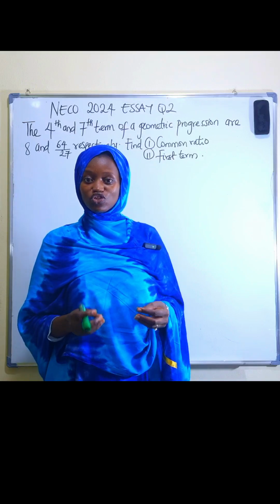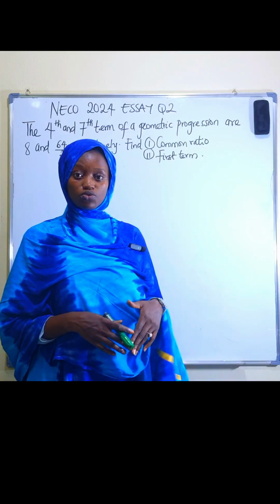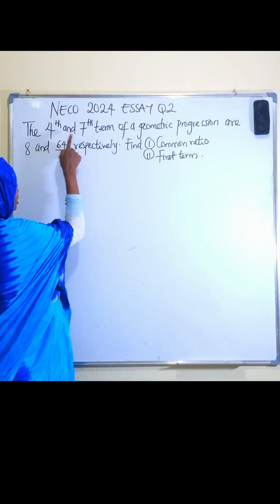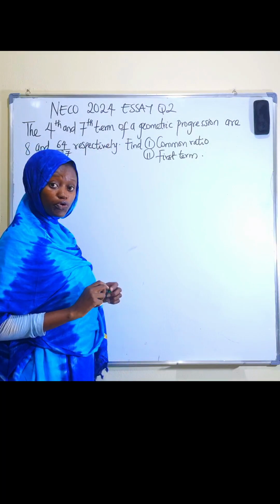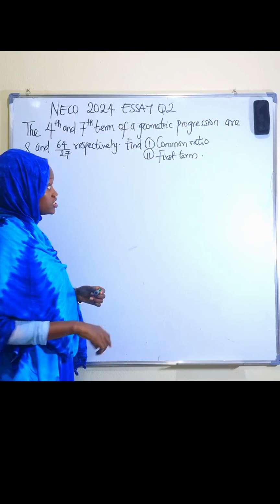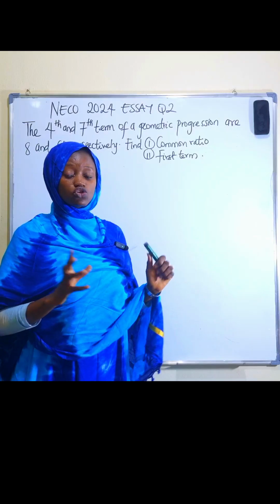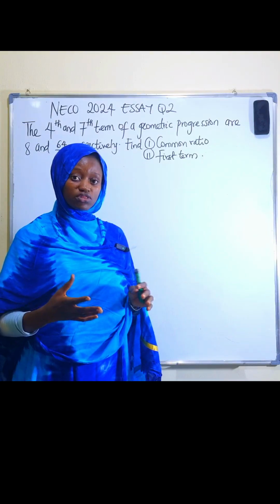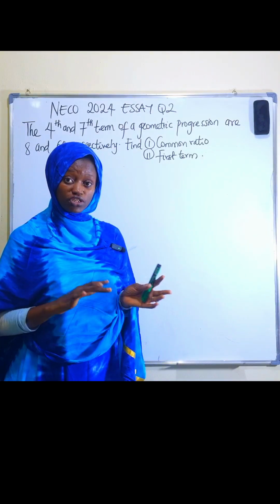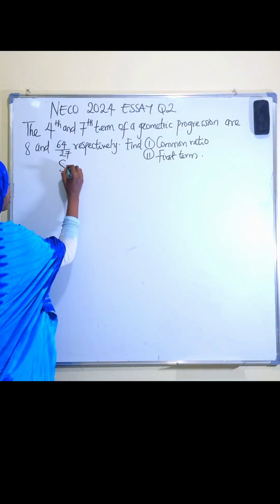Hello viewers, so let's continue with NECO 2024 essay questions in math. Today we are going to look at question 2. The fourth and the seventh terms of a geometric progression are 8 and 64 over 27 respectively. We are required to find the common ratio and also the first term. This is a question under geometric progression, that is GP. So let's begin. Let's solve this together.